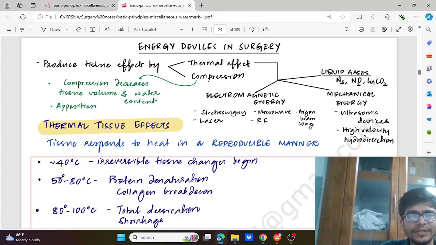So in electrosurgery, the effects, as we have seen, are coagulation, cutting, and fulguration, which are the thermal effects. Apart from that, we also have one more effect, compression, where compression decreases the tissue volume and water content and causes apposition of tissue. This helps in further cutting and coagulation of the vessels. And the thermal effects, as we have seen, are the three: coagulation, cutting, and fulguration.